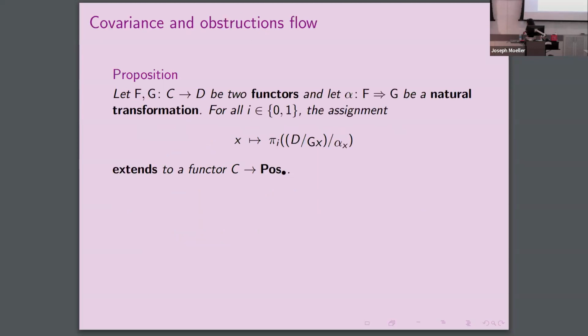More interestingly, and this is not simply a consequence of functoriality, if you have two functors and a natural transformation between them, you could ask, okay, are the invariants associated to different components of the natural transformation related in some way? Because they're both morphisms in the target category. And the answer is yes, the answer is covariance. It says that this assignment, that sends every object to this poset, actually extends to a functor.